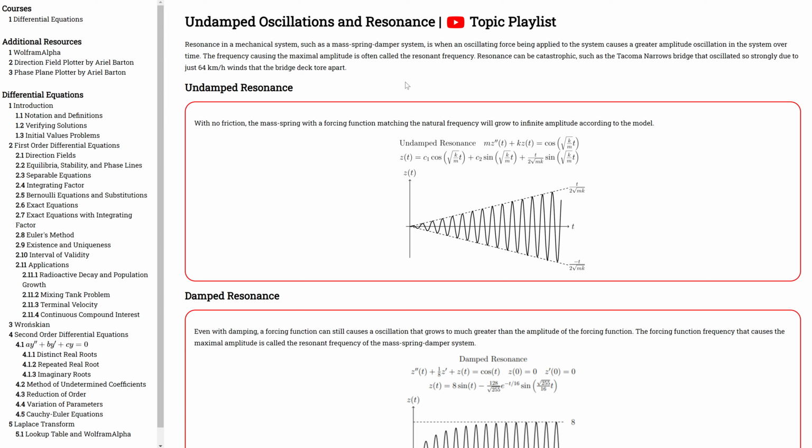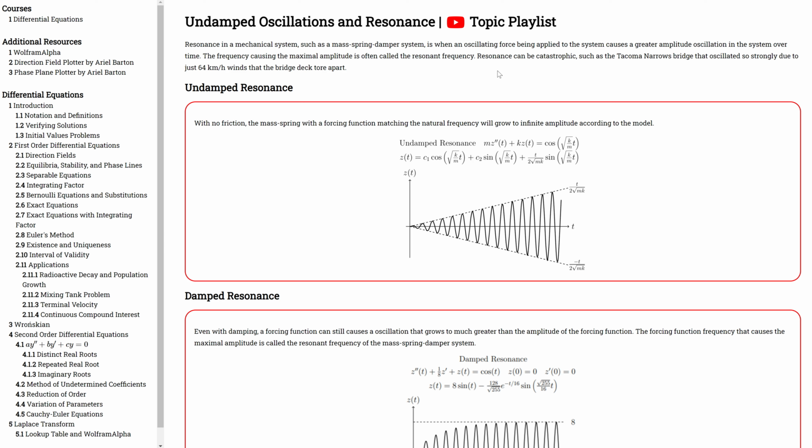For spring mass damper systems for an ordinary differential equations course. They can also have undamped oscillations and also something called resonance. So resonance in a mechanical system, such as a spring mass damper system, or any system that acts like a spring mass damper system, is when an oscillating force external to the system being applied to the system causes a greater amplitude oscillation in the system over time. So basically you're applying the same frequency oscillation to the system, and then the system just keeps vibrating in amplitude more and more over time.